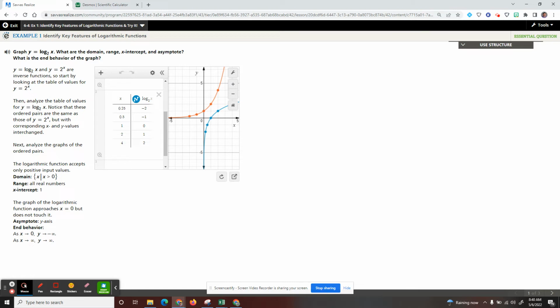End behaviors, as x approaches 0, so as x is going to the left, y is going to negative infinity, so it's going down. Right? As x approaches infinity, as x goes to the right, y approaches infinity, it's also going up. Right? So this is the complete inverse of that exponential function.